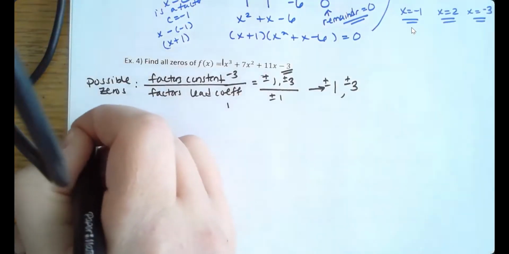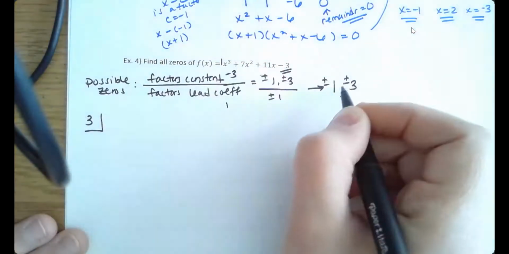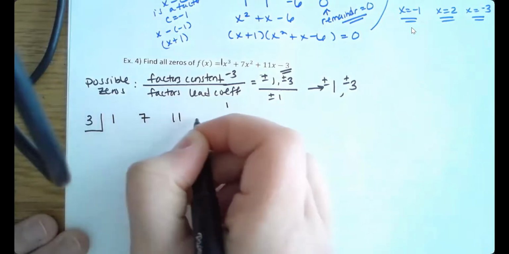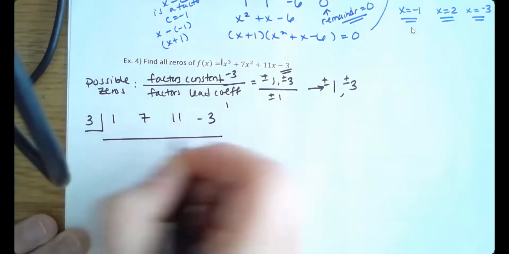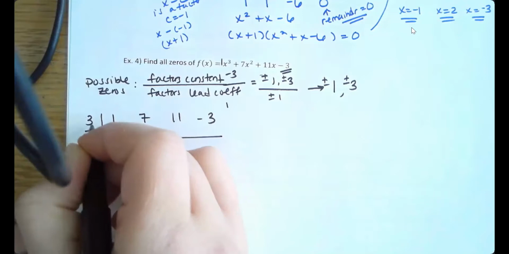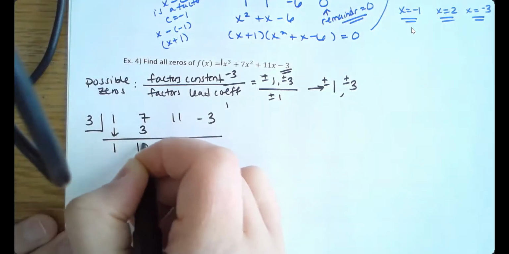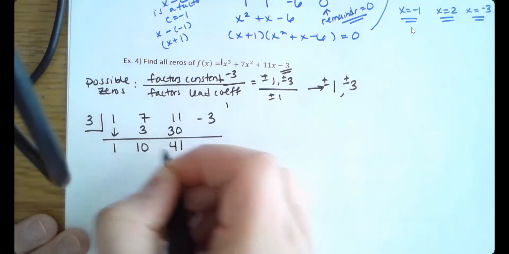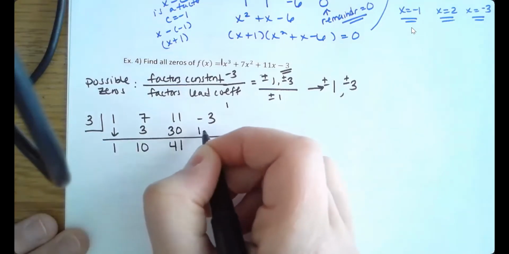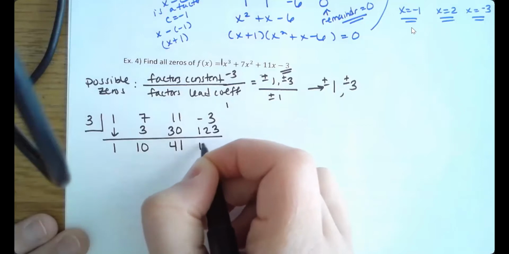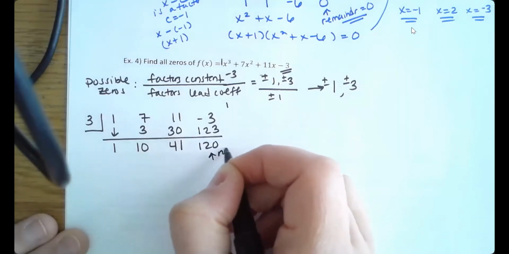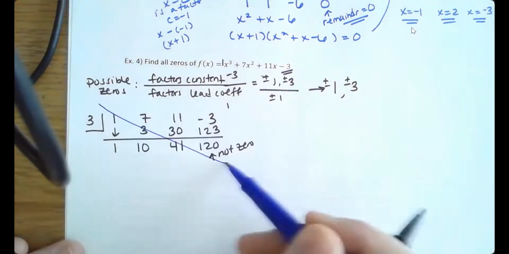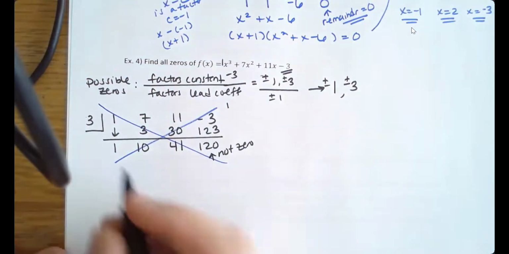So let's try testing 3. So I use my 3, and this gives me a 1, a 7, 11, and a -3. I bring down the 1. 1 times 3 is 3. Add to get 10. 3 times 10 is 30. Add to get 41. All right, now here I'm at what? 123. This is definitely not 0. So this one does not work. So let's test -3.